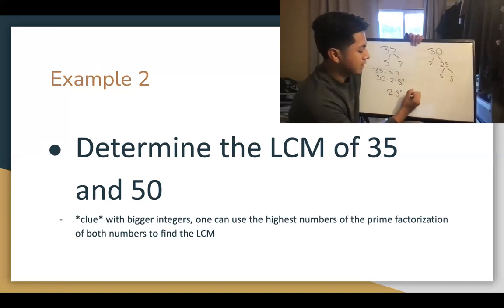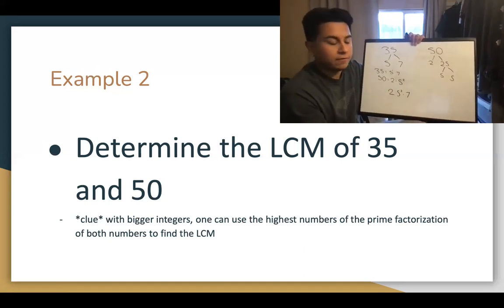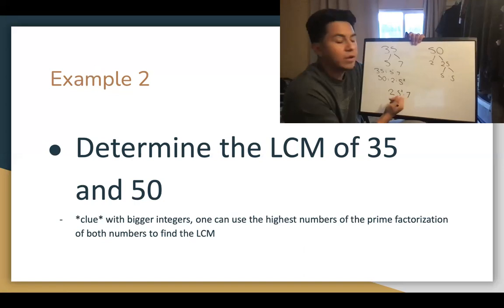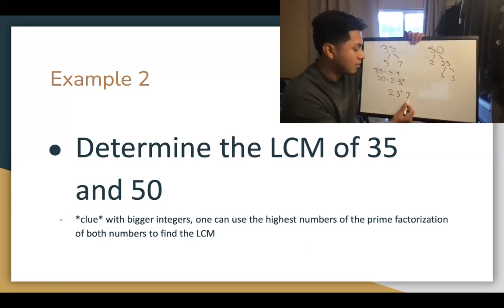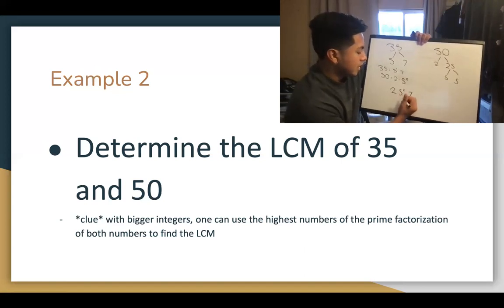So we're going to write it next to here. So now is where we find our final step. After we find the prime factorization and the highest prime factors of both numbers, we have to multiply our results in order to find the least common multiple. So in other words, we have to solve for this.